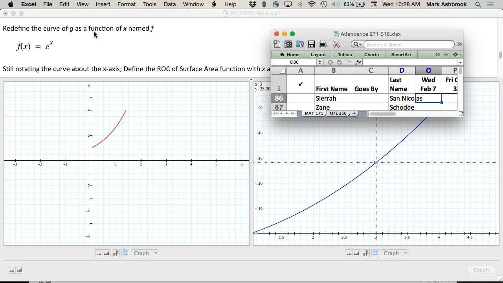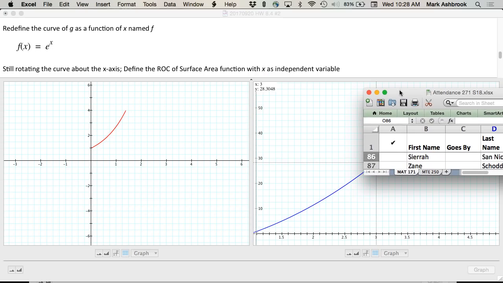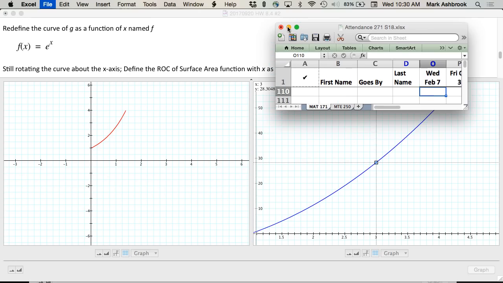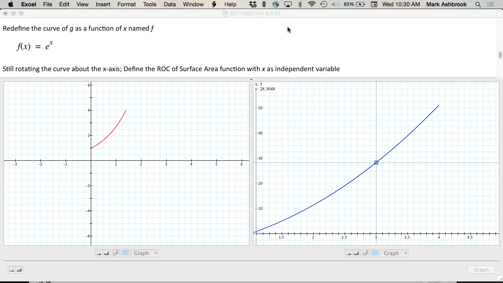Now I want to use that. I want to still rotate around the x-axis. It's the same shape that we're looking at. And now I want to define the surface area as a function of x, with x as the independent variable. Go. So it's the same exact shape that we had before. Same ribbons that go up this way. But now we want to define the rate function. So now it's going to be 2 pi. The radius is still y. It's the same ribbons as before.